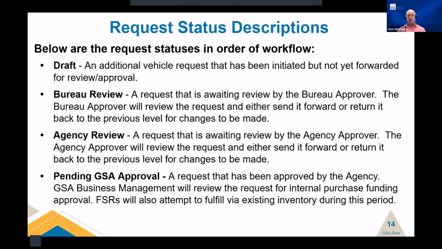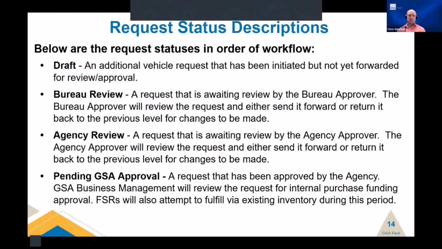A little overview of the different status indicators that you'll see in the additional vehicle request module. So as the request goes through different levels and different stages, these are the statuses that'll be shown. The draft status is a request that has been started but not yet submitted or sent forward for approval. The bureau review level, that is a request that has been sent forward from the requester to the bureau to review and send forward as approved, or send back to the local level to make any changes.